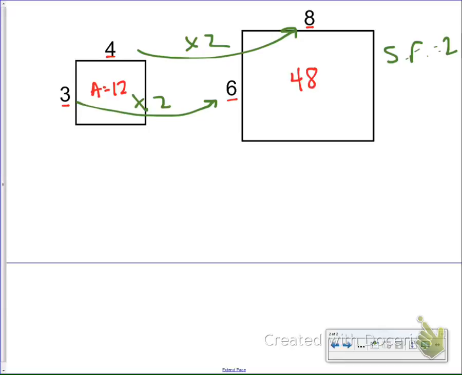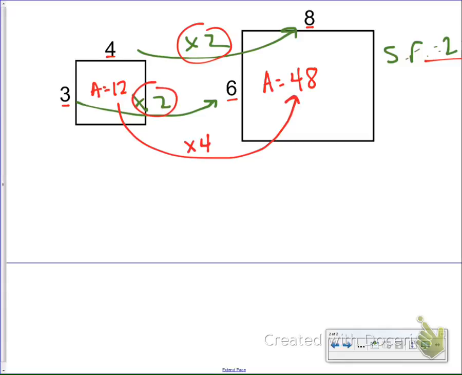Now notice, with our side lengths, my scale factor was 2, and I was multiplying by 2 because that's my scale factor. But with the area, we see something different. With the area, I have a scale factor of 4. Now, the reason why it's a scale factor of 4 is because it is a two-dimensional measurement. And what I'm doing is 8 times 2 and 6 times 2.